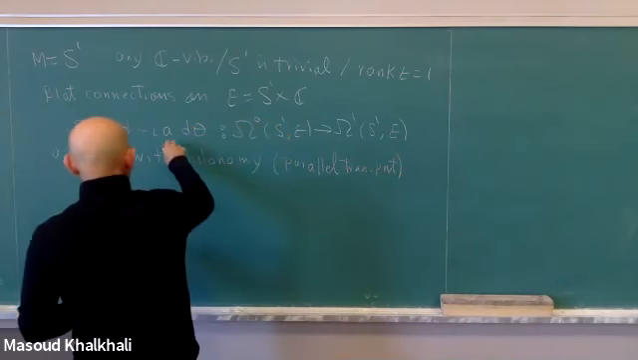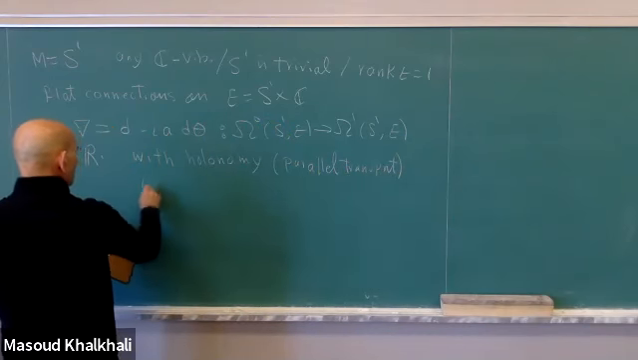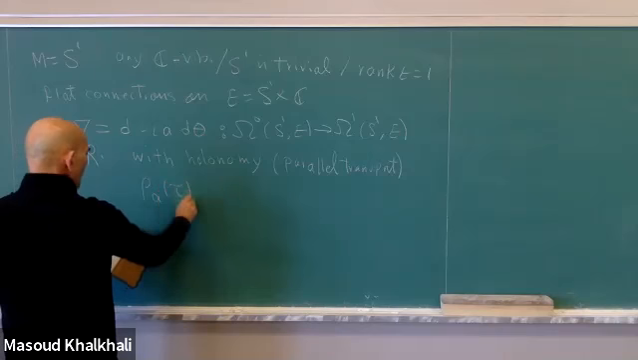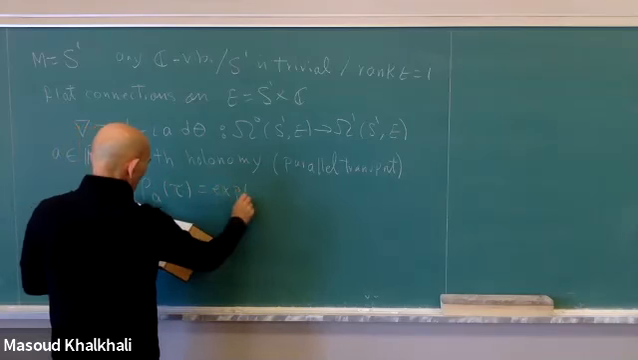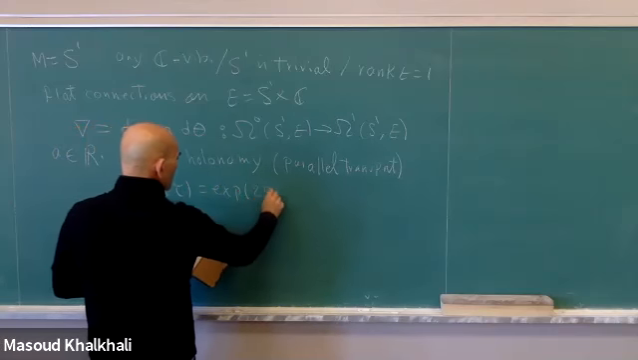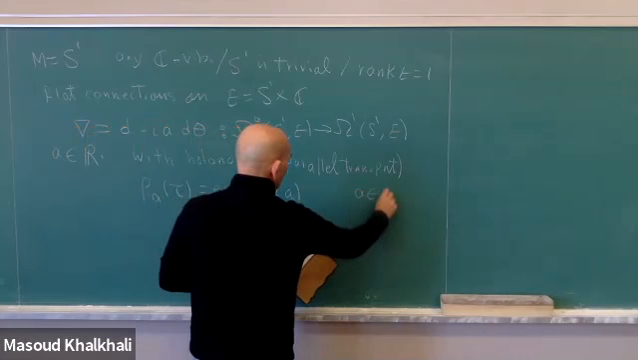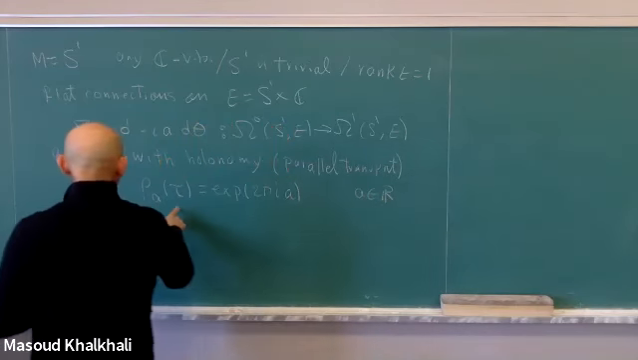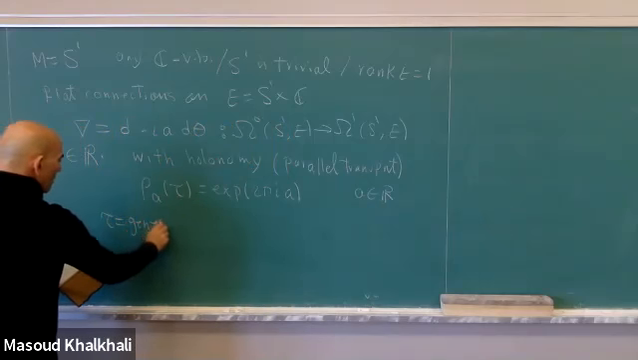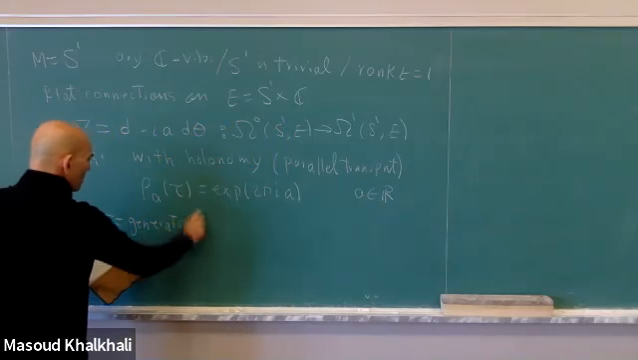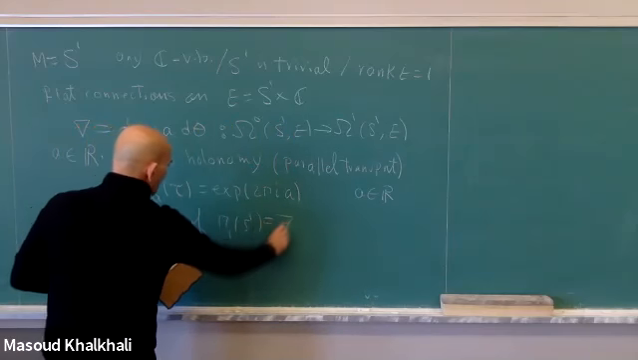It's essentially going to be exponential of this. So rho A of tau equal to exponential of 2 pi i A. Remember, this A is fixed, belonging to R. And this tau is the generator of pi 1 of S1, which is Z.